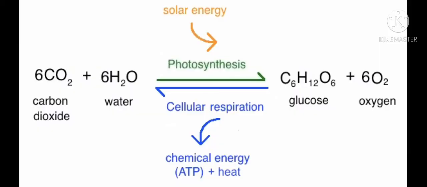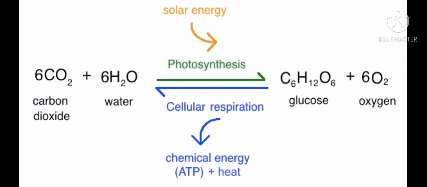See here the reaction that takes place in photosynthesis, that is, in the chloroplast. Here carbon dioxide and water molecules are used, and with the help of solar energy they are converted into glucose and oxygen. See here, the reactants are 6 molecules of carbon dioxide and 6 molecules of water. On the right-hand side the products are glucose and oxygen, and the solar energy is nothing but the catalyst which speeds up the reaction.